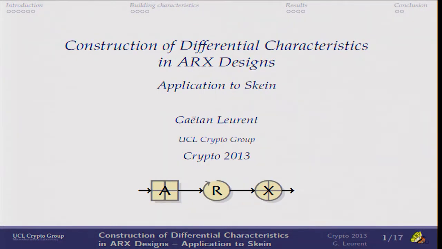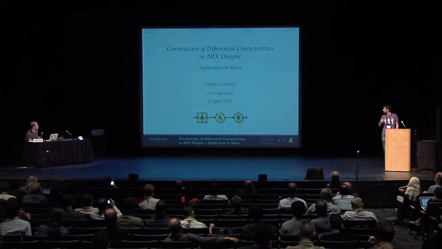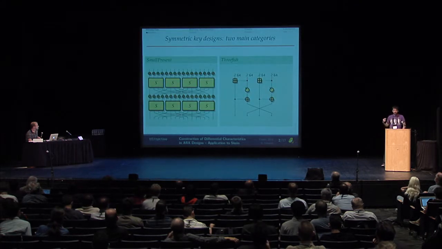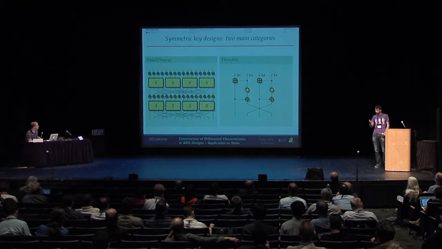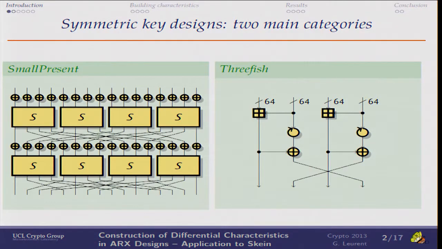Okay, thank you. So I'm going to talk about how to build differential characteristics in ARX designs. It's, of course, related to previous talks about differential attacks also. If you look at what we have in symmetric key cryptography, you can see that there are many different ciphers, and they don't all look the same. For instance, here is small present, here is free fish, and you can see they look really different. They don't use the same operations.